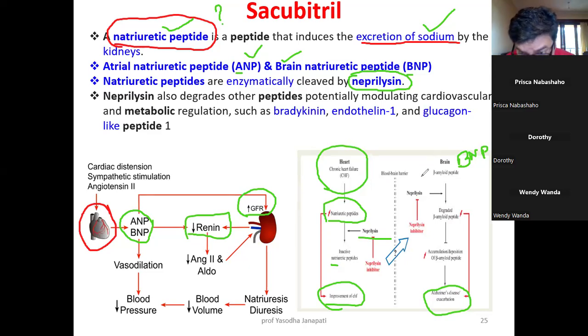So this is one more thing. That's why we are telling ANP, BNP. Even in future, you may get neprilysin inhibitors which are promising in treatment of Alzheimer's. And one more thing: neprilysin blocks the activity of ANP and BNP. It also inactivates bradykinin, endothelin, and glucagon-like peptides. So even in diabetes, they say there are some chances of getting drugs. Maybe in future, they're trying. This bradykinin is also getting inactivated by neprilysin.